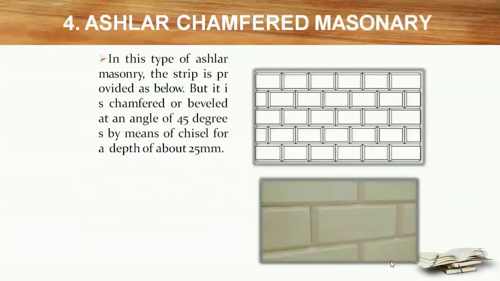Then ashlar chamfered masonry. So basically, as you can see in the figure, the typical ashlar chamfer type construction. In this type of facing, the strip around the periphery is chamfered at an angle of 45 degrees. Then another strip of 12 width is provided. The interior remains quarry finished only. However, if the projections are more than 80 they are removed by hammering.